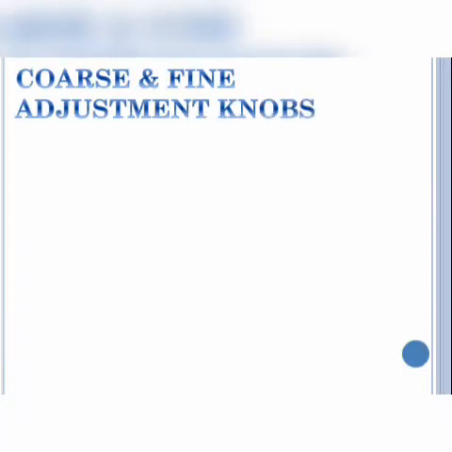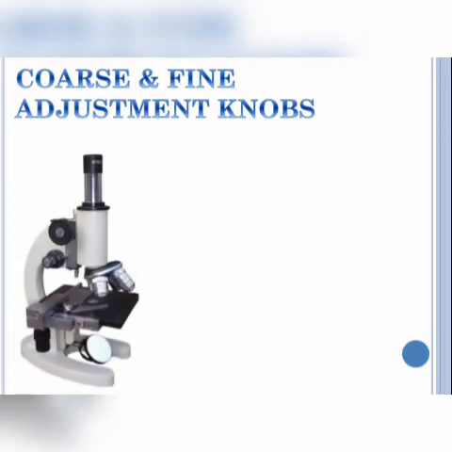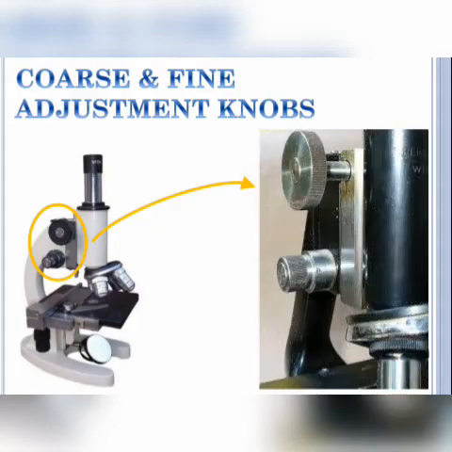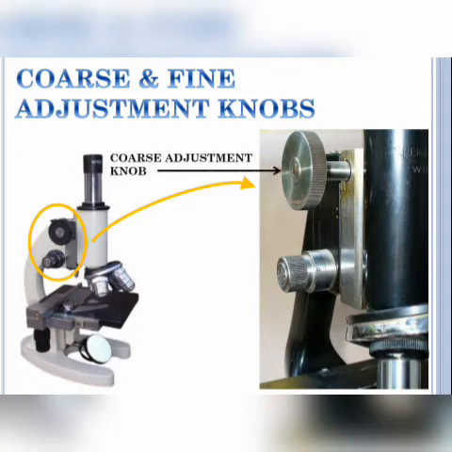Next, we will discuss about the coarse and fine adjustment knobs. These knobs are used to focus microscope. The knobs help to slide the body tube one into another by varying the distance between the lenses. The bigger one is the coarse adjustment knob, and the smaller one below that is the fine adjustment knob.